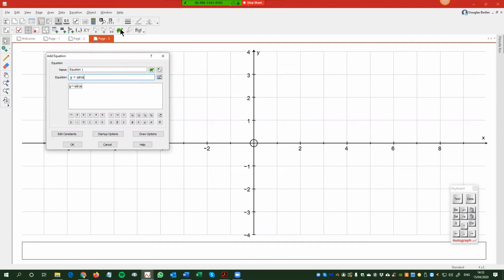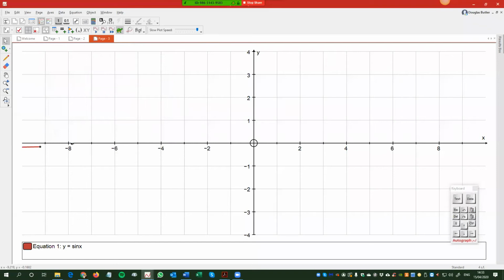So I'm going to put the slow plot on and just see what happens. Oh, that doesn't look very sinusoidal to me. Let's just think what's going on here. y equals sine x, x is in degrees because we're in standard level. If this was in radians, it would all plot quite nicely.